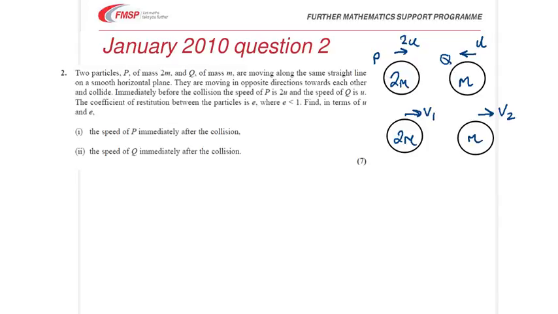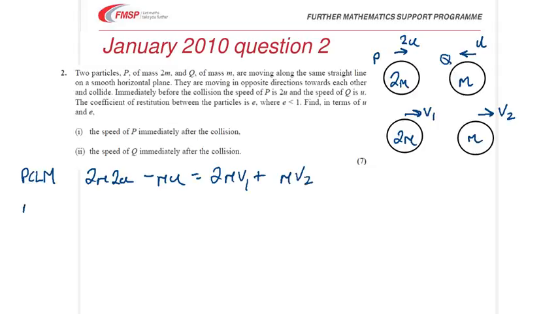So we've got the principle of conservation of linear momentum to use first of all, which is 2m times 2u minus m times u for Q equals 2mv1 plus mv2.